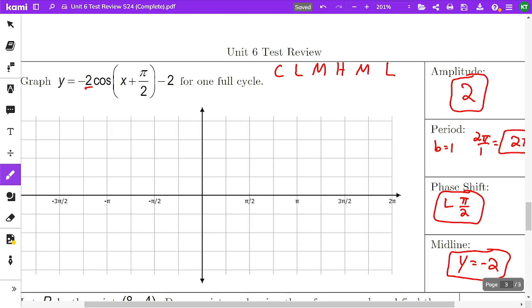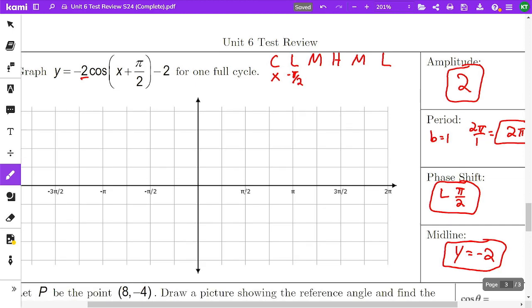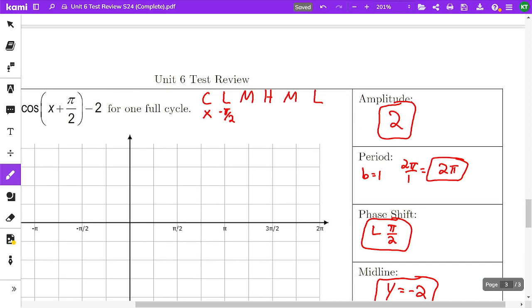Again, because our phase shift is plus pi over 2, left pi over 2, we are going to start our x values at negative pi over 2. And then we're going to figure out what we're going to keep adding after that. We determine how much we increase by taking our period, 2 pi, divided by 4. That's going to be equal to pi over 2. So I add pi over 2 every single time.